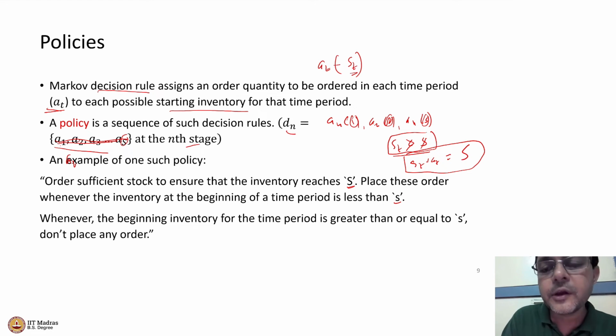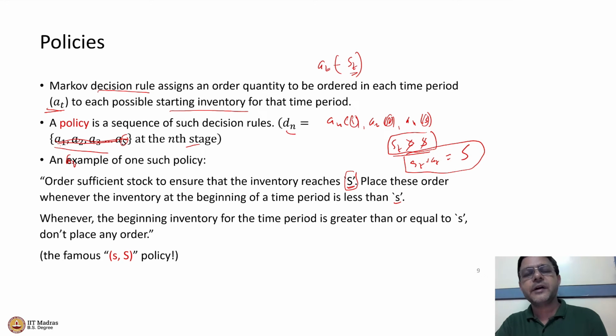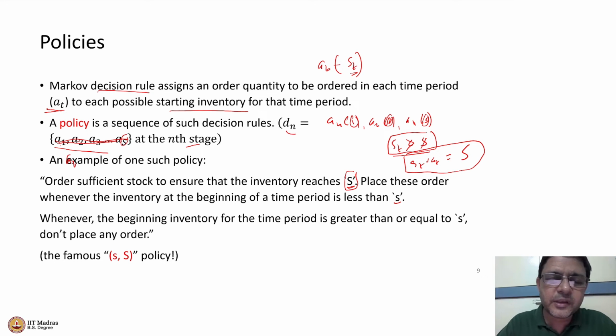How much do you place the order? You place the order in such a way that your total on-hand inventory is actually equal to capital S. So that's a famous (s, S) policy. If you want to read more about the (s, S) policy, there are enough books on inventory management that speak about this policy. This was only an example of such a policy.